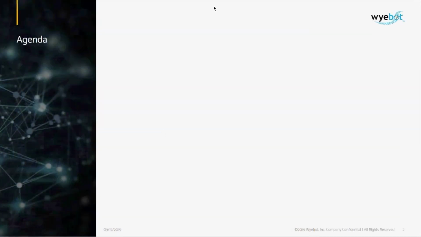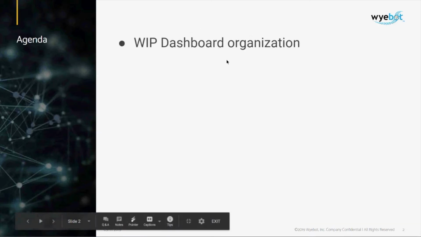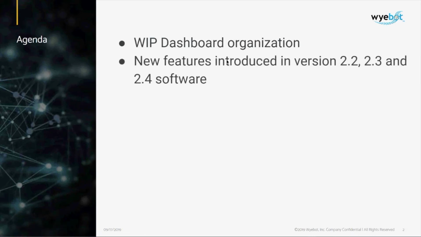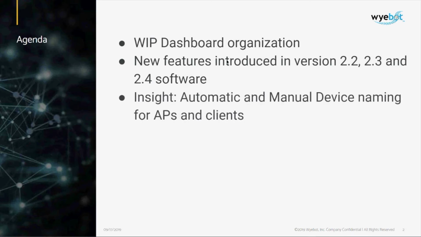So just to lay out the agenda a little bit. The goal here would be to show you the organization of the Wyebot Wireless Intelligence Platform, generally speaking all of the new features that have been introduced very lately in versions 2.2, 2.3, and 2.4. We will also cover how to do automatic and manual device naming for access points as well as clients.